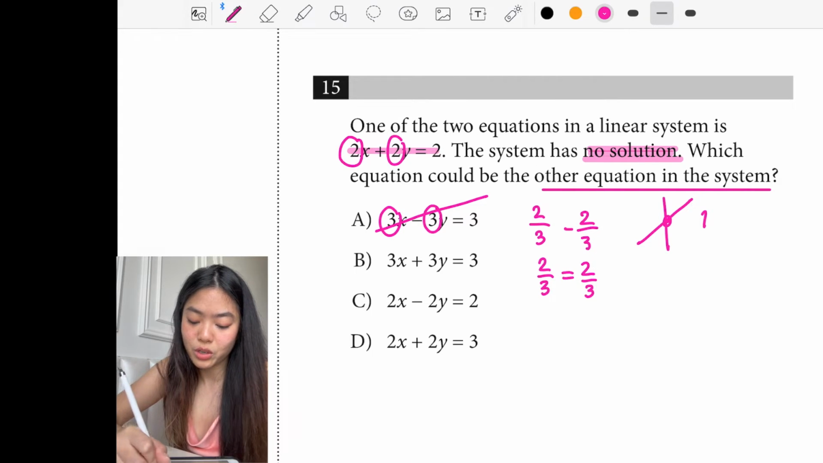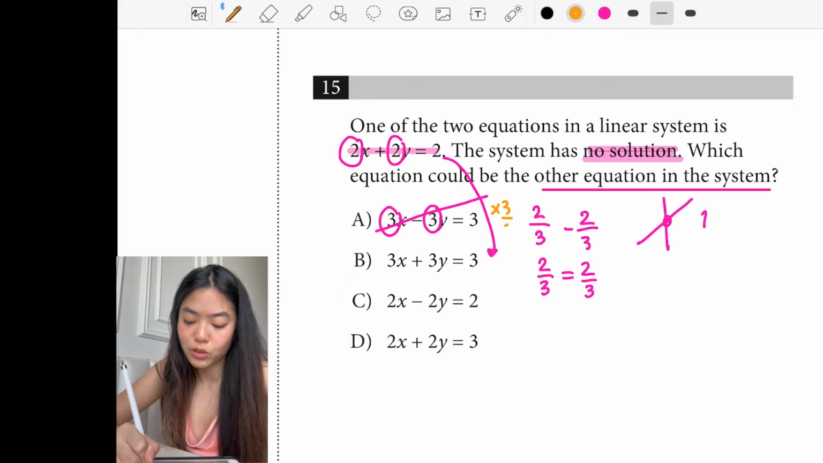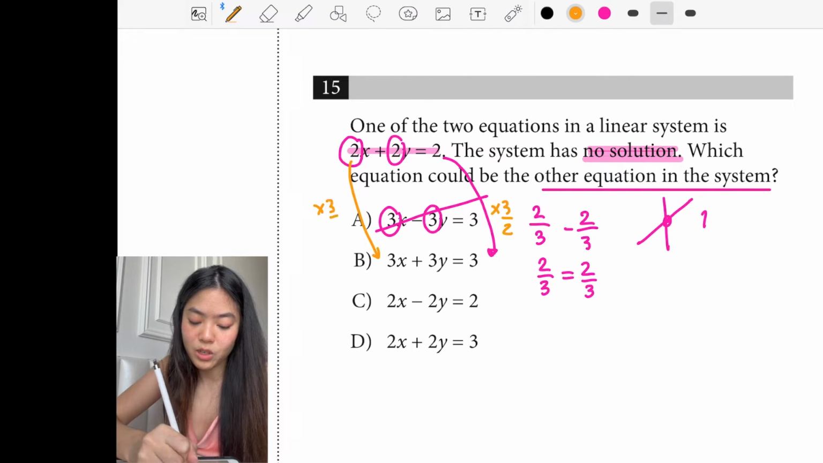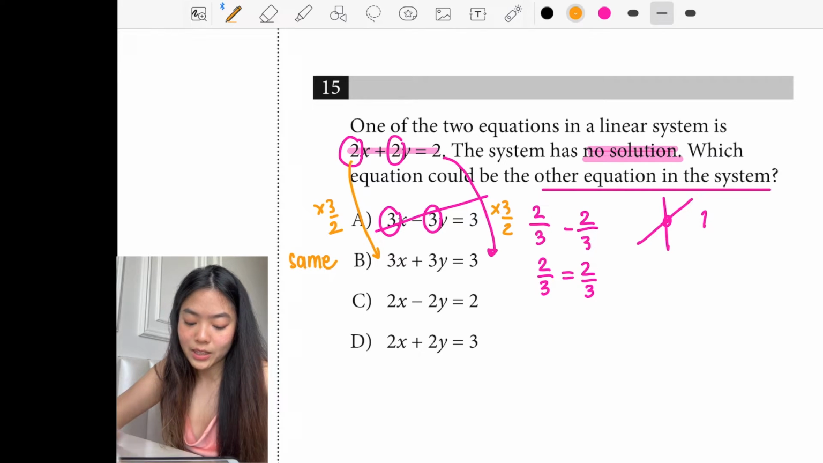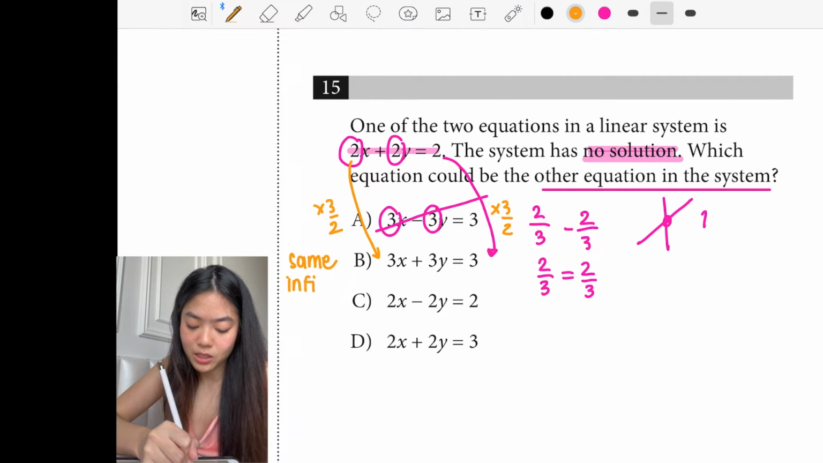Maybe it's no solution, but as you can see here, every single value here is times 3 over 2, times 3 over 2. So this one will be the same line. So this should be the infinite solution. So this one is wrong.